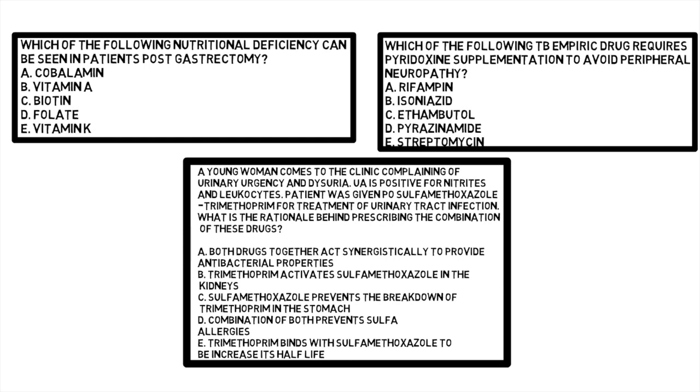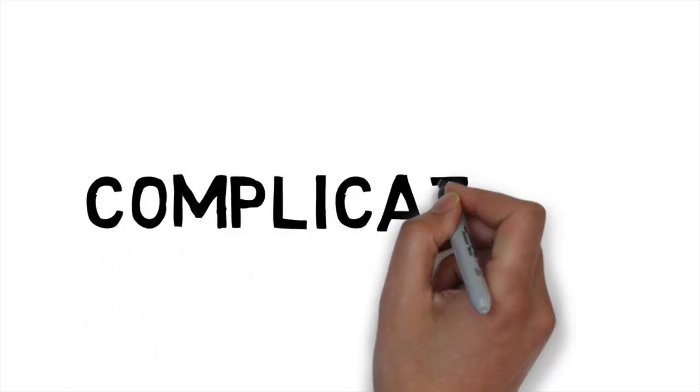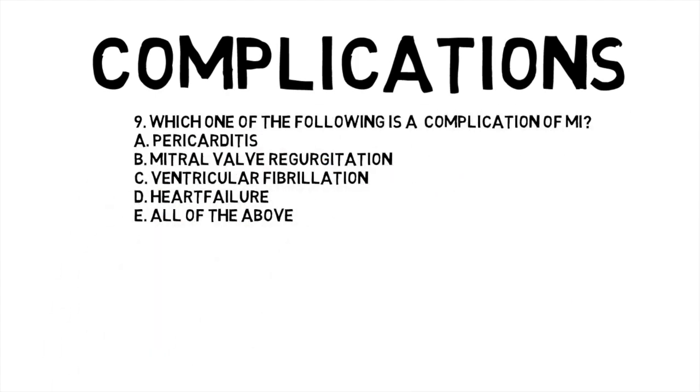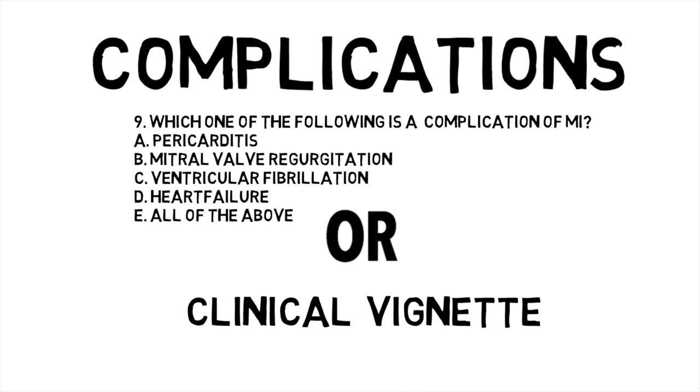Now let's move on to complications. Complications is kind of self-explanatory. They can either ask you directly as to what a complication is of a pathology, or they might give you a clinical vignette. For example, if a patient recently had an MI and has now recovered a few weeks in, they might start having pleuritic chest pain, and that's usually indicative of Dressler syndrome.